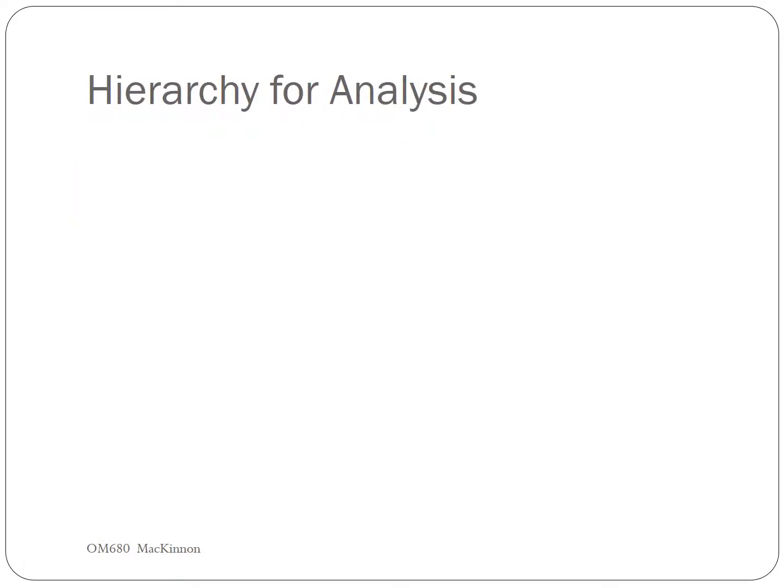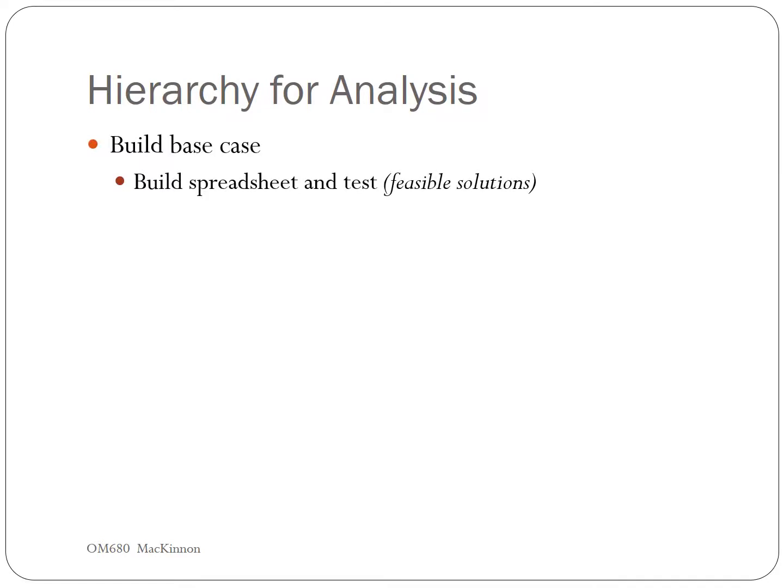So there is a hierarchy for analysis. The first thing that we do is build the base case. Before we ever run the optimizer, we build the spreadsheet and test it. Basically, you build the spreadsheet as if you were going to put your own numbers in those yellow cells and try to figure out the solution through trial and error. Anything that you put in those yellow cells, the result that it produces is called a feasible solution. In other words, this is a solution that could happen. But we're not just looking for a feasible solution, we're looking for an optimal one.